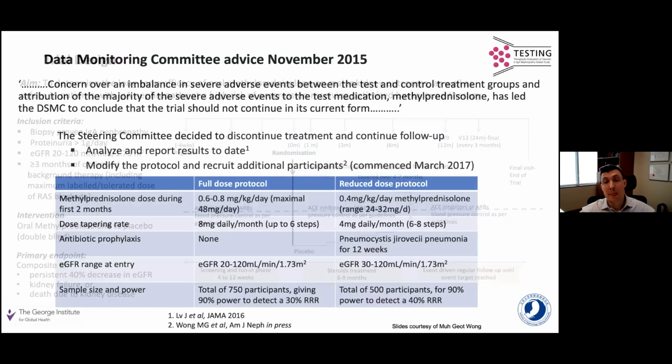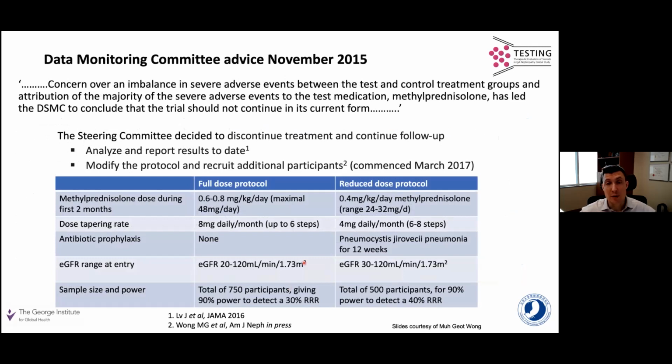Now, initially, this trial, much like the other trials, used higher doses of steroids. What happened, though, is that in 2015, the Data Safety Monitoring Board looked at the safety profile of what was going on in the treatment group. And what they found is that there was an unacceptable number of side effects in this high dose group. So as a result of this, the protocol changed, and it changed to instead use a lower dose of steroids. So what we have now is a situation where some people entered the trial and got full dose steroids, and some people entered the trial later on and got lower dose steroids.